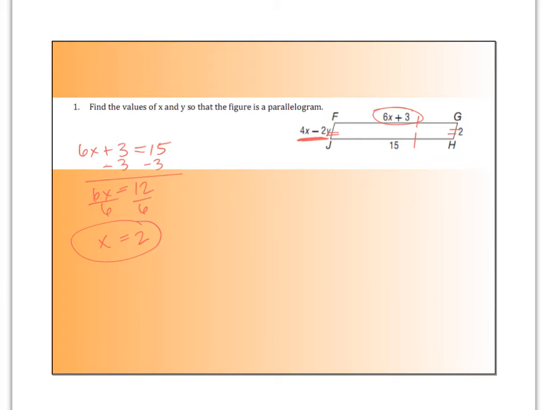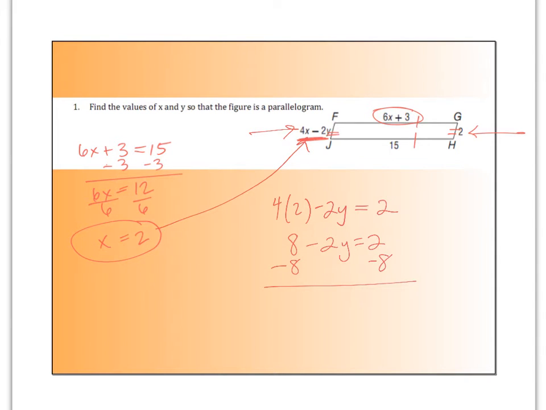So now we have x. We're going to take that x and plug it in right here. So we're going to have 4 times 2 minus 2y, and that's going to be equal to the side opposite of it, which is over here. These two sides are opposite, so that's equal to 2. So let's simplify. 8 minus 2y equals 2. Subtract your 8. It's kind of weird, we get a negative, but that's all right. Negative 2y equals negative 6. Divide by negative 2. y equals... two negatives, if you divide those, you get a positive. So y equals 3.